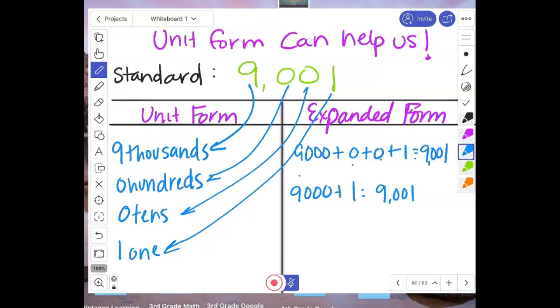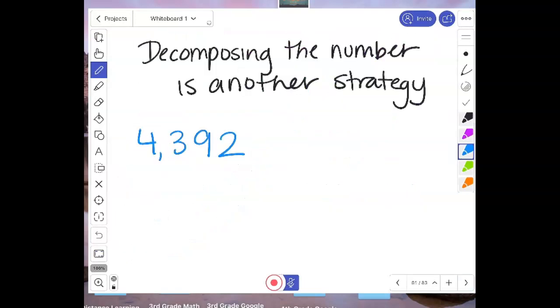So now I want to show you one different strategy. We can also decompose the number without actually doing the unit form method. And I tend to look at it like an upside down ladder. You'll see why. So I go digit by digit. So I start with the 4. It's worth 4,000.